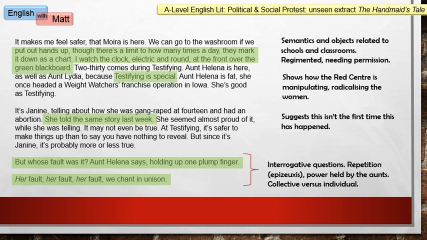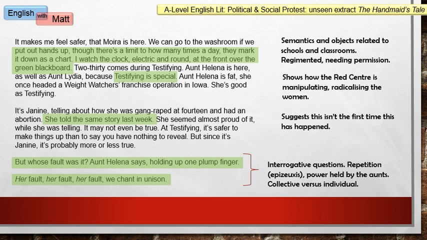The dialogue between the aunts and the handmaids is quite interesting. We've got lots of interrogative questions by the aunts, like Aunt Helena here, and the way in which the women chant in unison, that very concentrated repetition, also known as epizeuxis, shows how the handmaids are going along with this. They've either been genuinely radicalized or they daren't do otherwise, because if they don't chant in unison, there will be some kind of punishment.